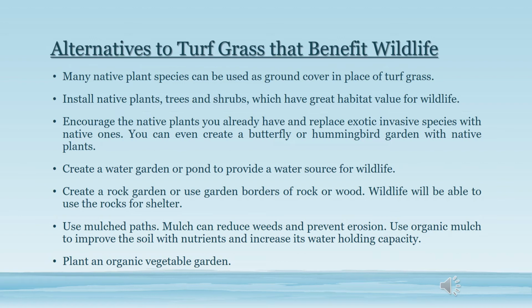Third, create a water garden or pond to provide a water source for wildlife. Fourth, create a rock garden or use garden borders of rock or wood. Wildlife will be able to use the rocks for shelter. Fifth, use mulch pots. Mulch can reduce weeds and prevent erosion. Use organic mulch to improve the soil with nutrients and increase its water holding capacity. And then lastly, plant an organic vegetable garden.